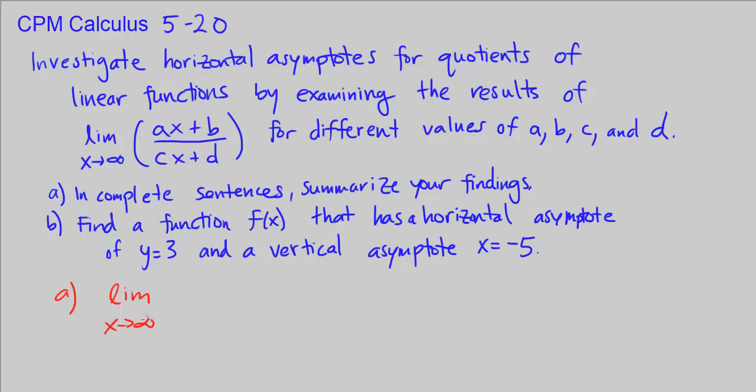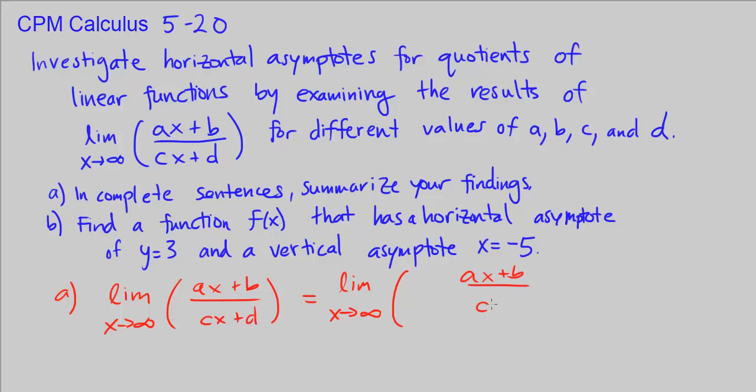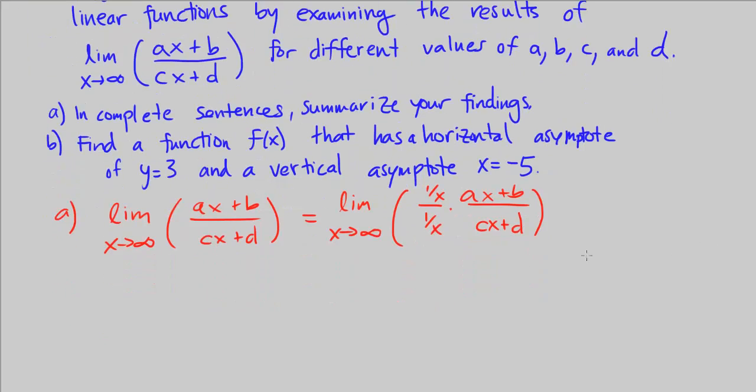Instead of plugging in different values, let's leave them as a, b, c, and d. When we take the limit as x approaches infinity, what is this going to give us? Remember, we can multiply in 1. This is equal to the limit as x approaches infinity of ax plus b over cx plus d times 1. If I represent 1 as 1 over x divided by 1 over x, this is 1 as well, right?